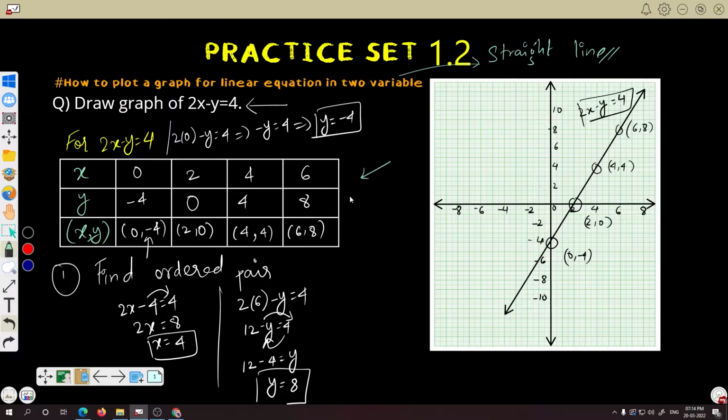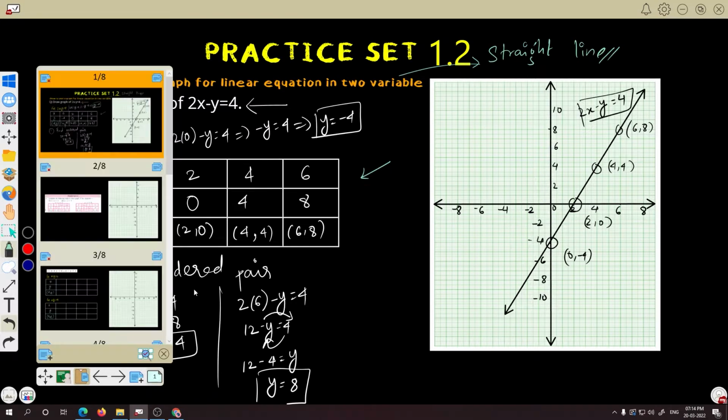Now in this particular practice set, what we will do is we will find the solution of simultaneous equations using the graphical method. Now in the graphical method, what we do is we plot the graph for the given equations and then we identify the point of intersection. The coordinates of the point of intersection are the solution itself. We'll look into this in the practice set.